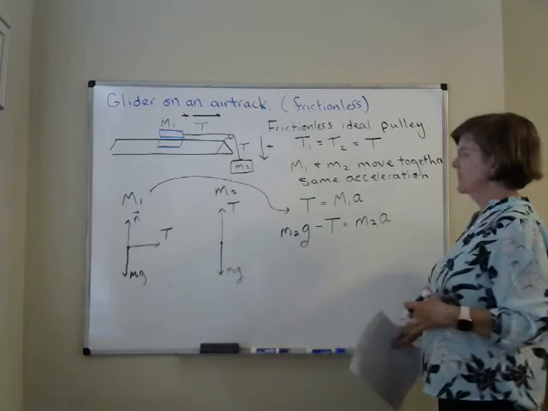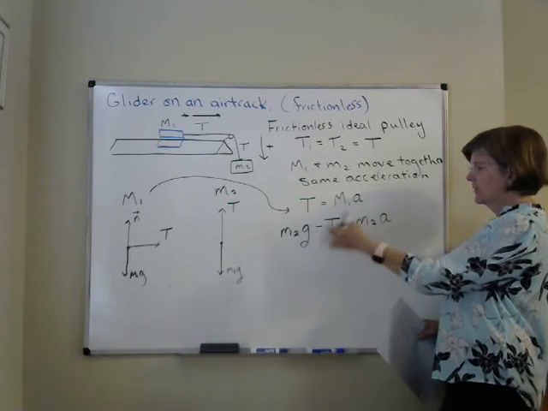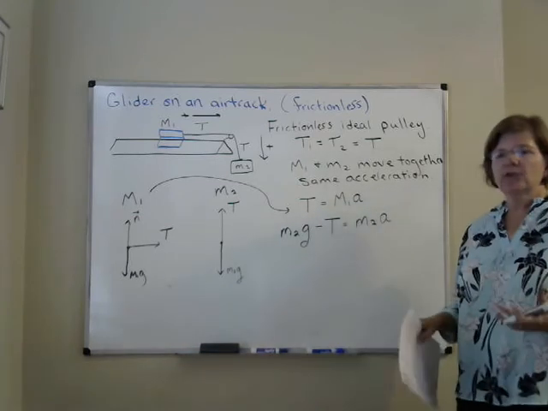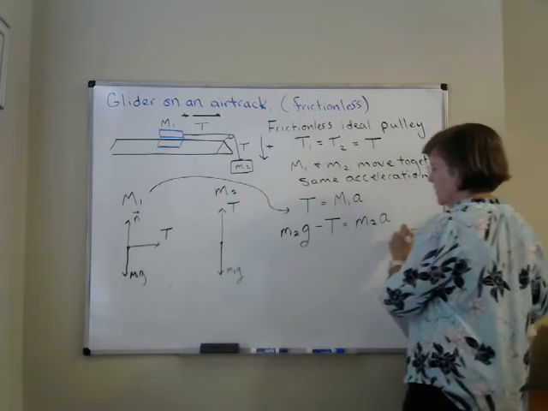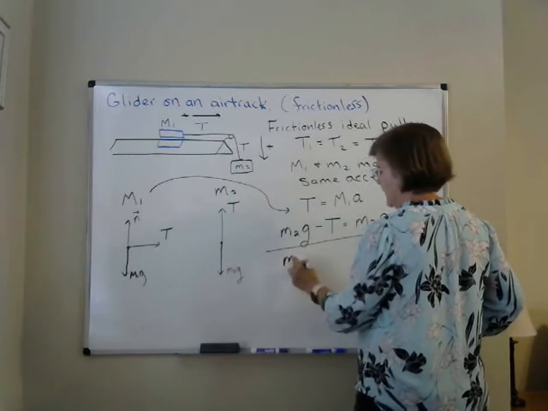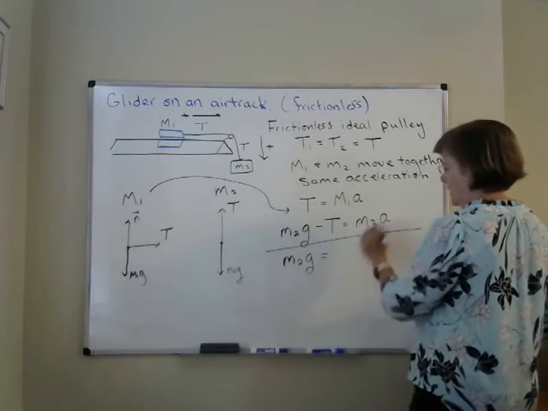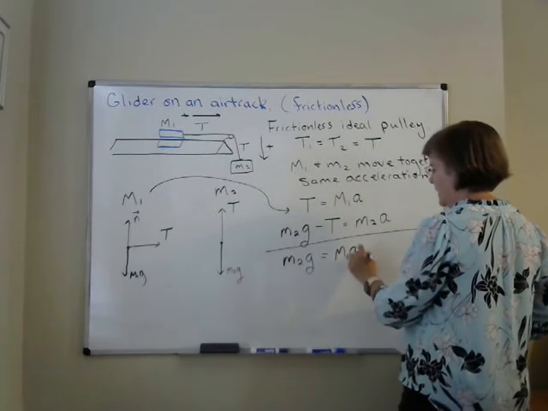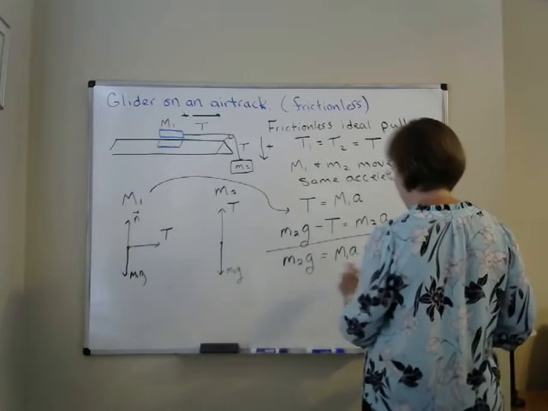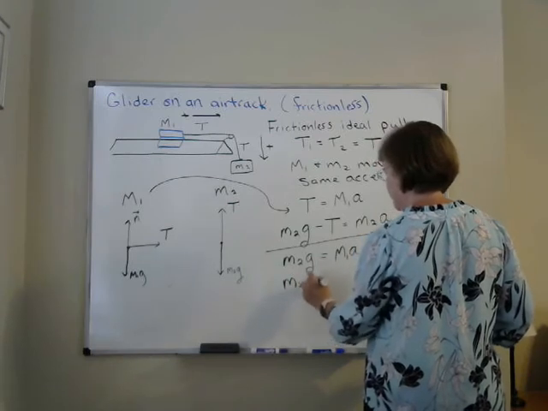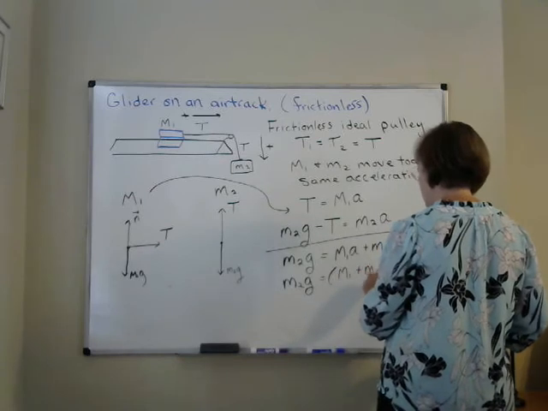So I have 2 equations. I have 2 unknowns. Theoretically, I assume that I can find out M1 and M2. I know what G is. But what I don't know is the relationship between tension and acceleration. If I add these two equations together, I get M2G equals M1A plus M2A, or M2G equals M1 plus M2 times A.